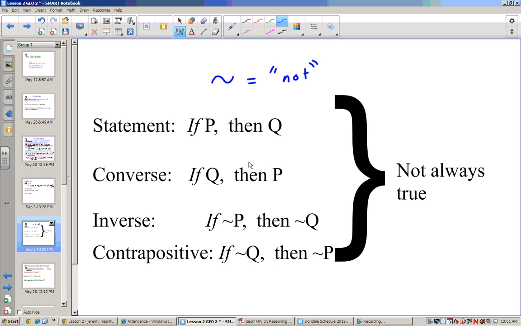Now, this would be something good to write down in your notes. So it would be good to pause the video and make sure you have all of those, because this is a quick way to remember how to make each statement. And remember, the squiggly means you're negating that statement.